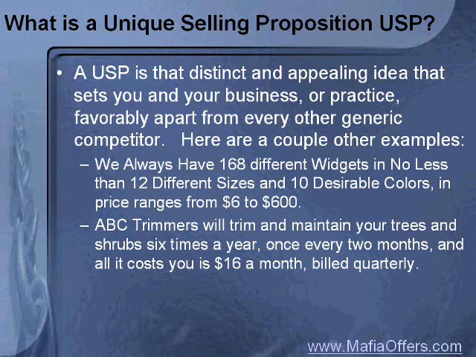Now, a USP is a distinct and appealing idea that sets you and your business or your practice favorably apart from every other generic competitor. Here's a couple other examples. We always have 168 different widgets in no less than 12 different sizes and 10 desirable colors in price ranges from $6 to $600. ABC Trimmers will trim and maintain your trees and shrubs 6 times a year, once every 2 months, and it all costs you $16 a month billed quarterly.